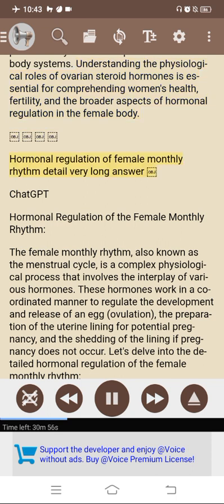Hormonal regulation of female monthly rhythm. Detail. Very long answer. ChatGPT. Hormonal regulation of the female monthly rhythm.